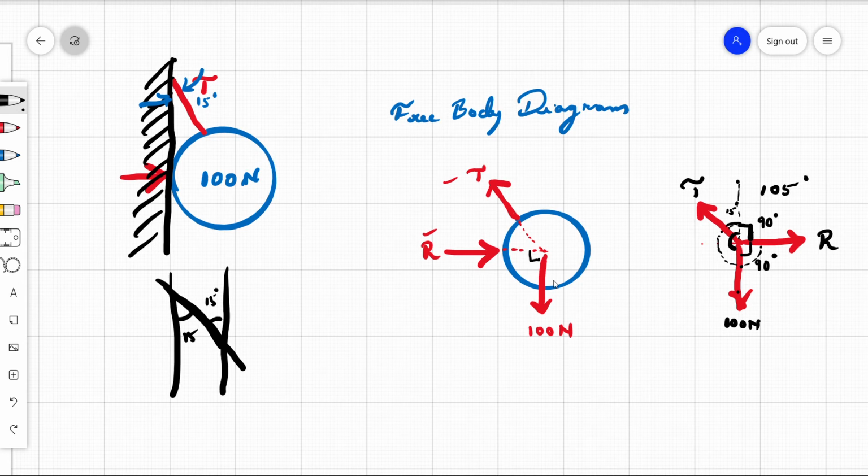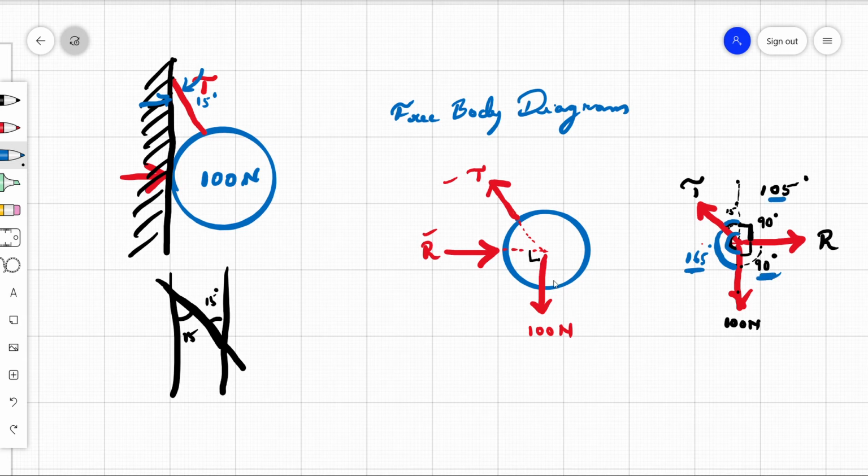If this is 15 degree, I'll change the color, see this. If we know this as 15 degree, and we know the total as 180 degree, what will be this? That will be 180 minus 15, 165. So this will be 165 degree. Now we know all the required things, that is one basic force and all the required angles: 165, 90, 105.